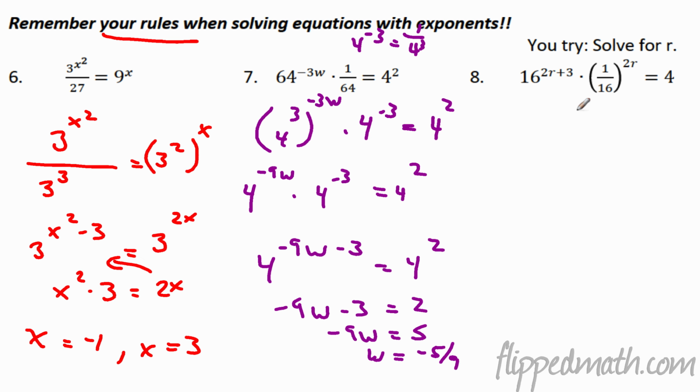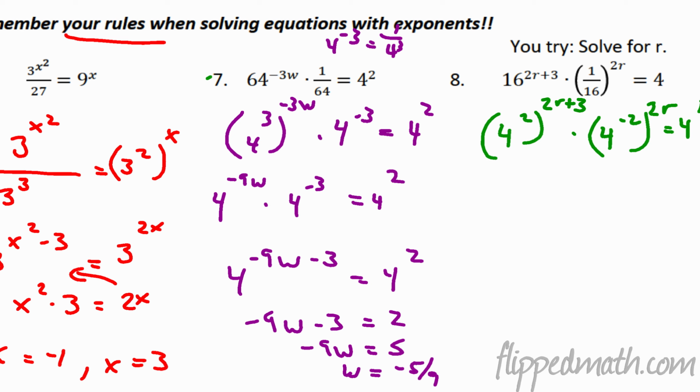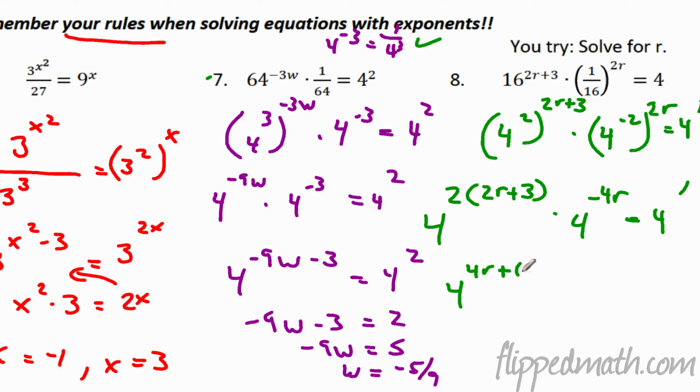All right, you try number 8 all by yourself. Go. Pause the video. Okay, let's hope you get the same thing that I'm going to get here. All I did was rewrite 16 as 4 squared, and this is 4 to the -2 power, 1/16, right, for the same reason as this up here, and 4 to the first. So at this point, I'm going to multiply. You have to be careful because it's quantities. It's 2 times this whole thing. So 2 times 2r plus 3. So we get 4 to the 2 times 2r plus 3 times 4 to the -4r, and that should equal 4 to the first. All right, so that's 4 to the 4r plus 6.